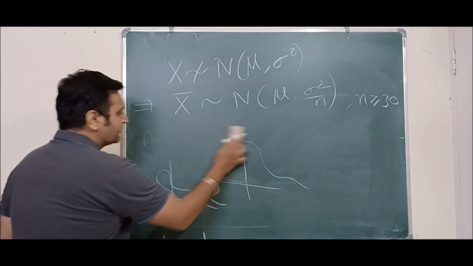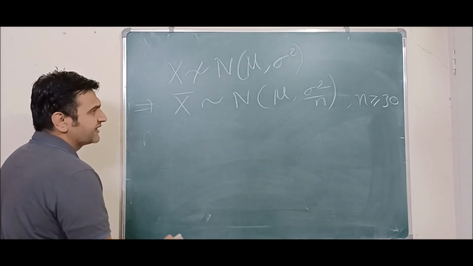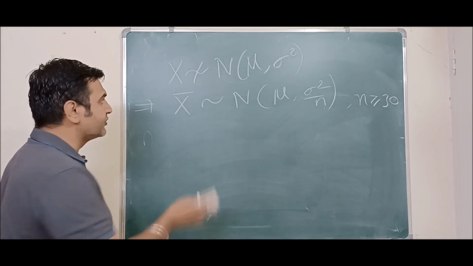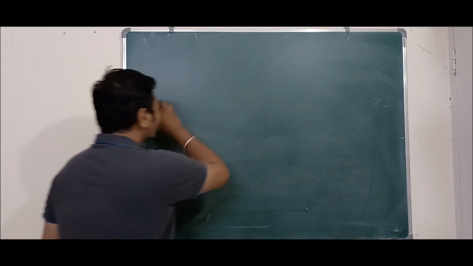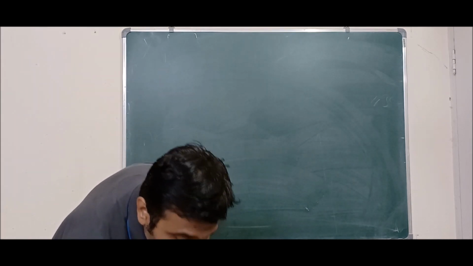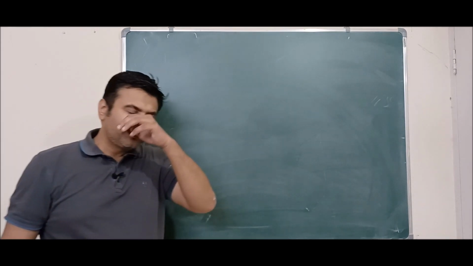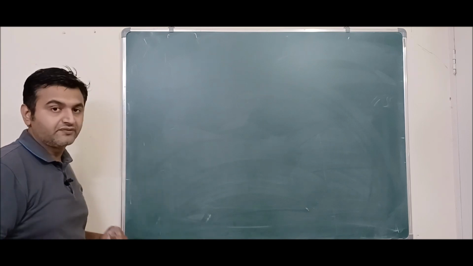So that's the main idea of the central limit theorem. Maybe in the next lecture I will take some more examples so this will be clear to you. But just to conclude, let me prove that if x is normally distributed, then x bar is always normally distributed. Why do I want to prove this? Because it will make sure your earlier concepts are clear.